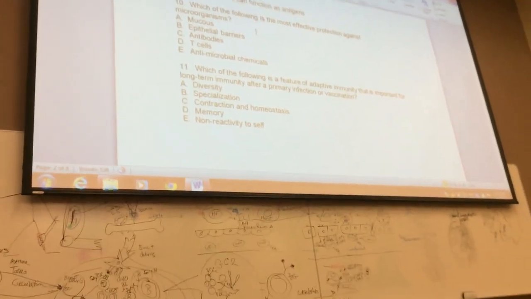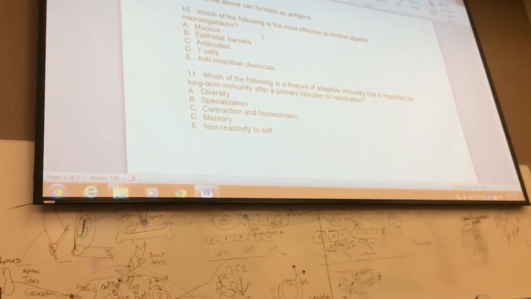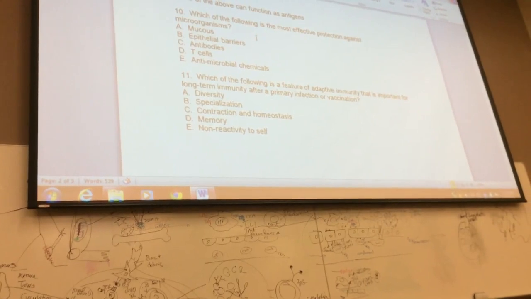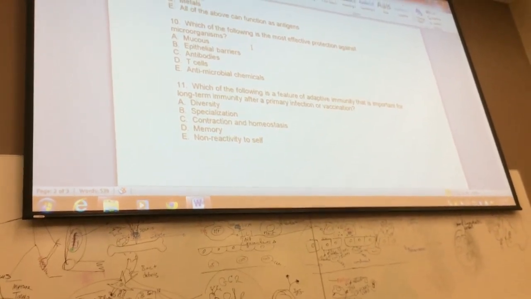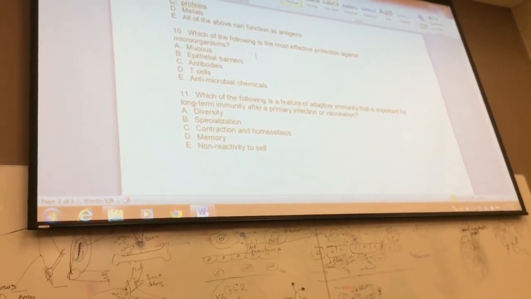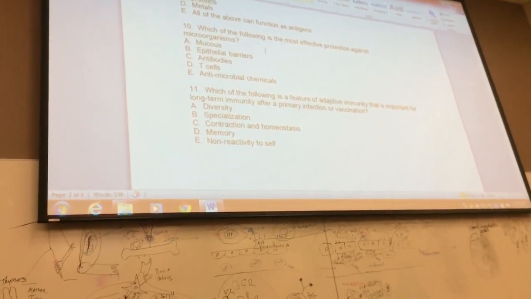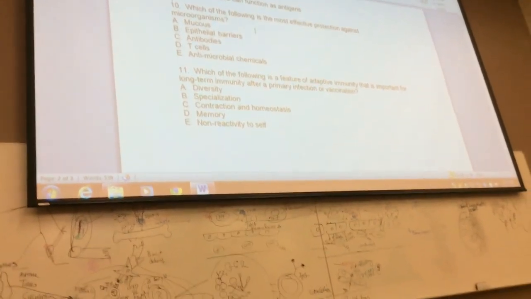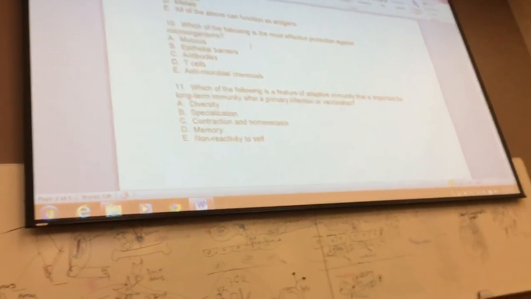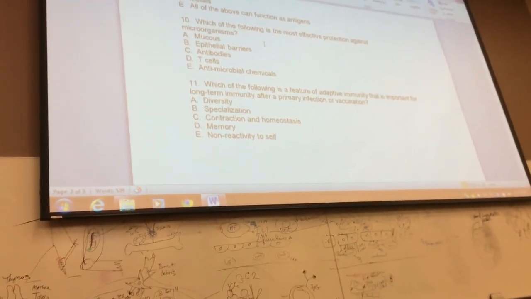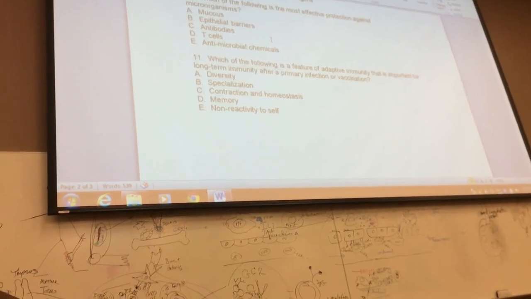Which of the following is the most effective protection against microorganisms? Why? They're everywhere, right? Bugs are everywhere, and you're completely encased in epithelium. If that breaks down, you're in big trouble. So that's by far the most effective prevention.